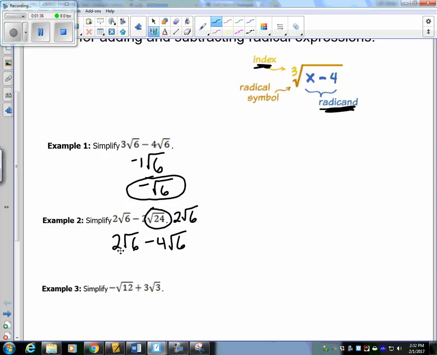So now we have 2 square root of 6 minus 4 square root of 6. Square root of 6 underneath both radicals, and both radicals are the same. They're both square roots. So therefore they're like terms. 2 minus 4 is negative 2. Negative 2 square root of 6. Cannot simplify any parts of it anymore. That is your final answer.